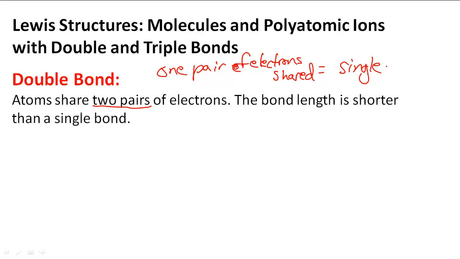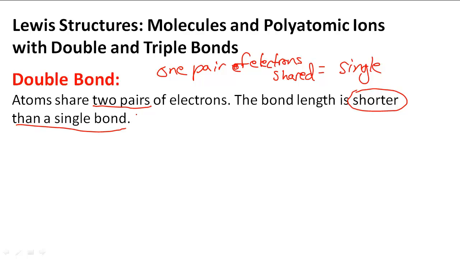But as the number of shared electrons increases, so in this case 2 pairs of electrons, the atoms are pulled closer together, leading to a decrease in the bond length. So the bond length is shorter than a single bond for a double bond. So remember that that's the average distance.